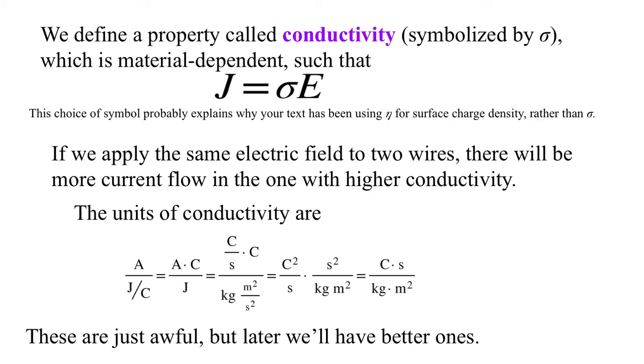The units of conductivity, of course, would be the units of J over the units of E, or the amp per meter squared over the joule per coulomb, which is the amp coulomb over the joule meter squared. But a joule is a kilogram meter squared per second squared already, so we end up with something like coulomb seconds over kilogram meters to the fourth, which is just awful. There'll be better ones coming along later.